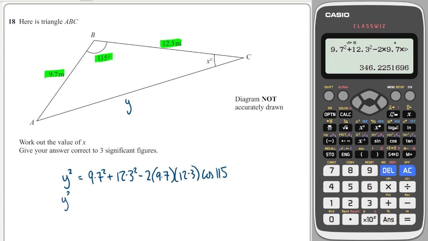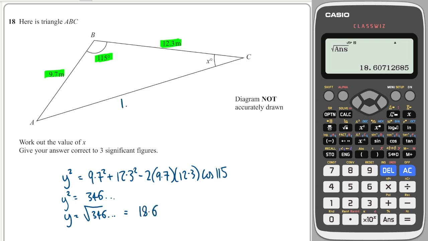Okay, so we write y squared is equal to 346 dot dot dot. And then we write y is equal to the square root of that. And that is going to give me the square root of 3, 4, best thing to do is just do square root of previous answer. And that is 18.6.